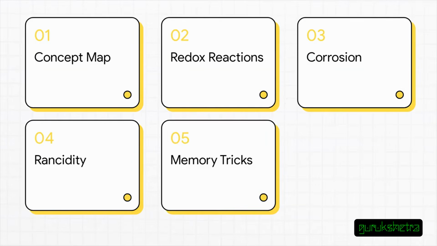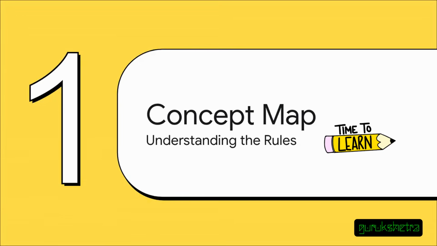All right, here's our roadmap for today's explainer. We'll start with the concept dependency map, move into redox reactions in action, explore the real-life effects of corrosion and rancidity, and wrap up with some really handy memory tricks in our conclusion. So, let's jump right into Section 1, the concept dependency map, understanding the rules.